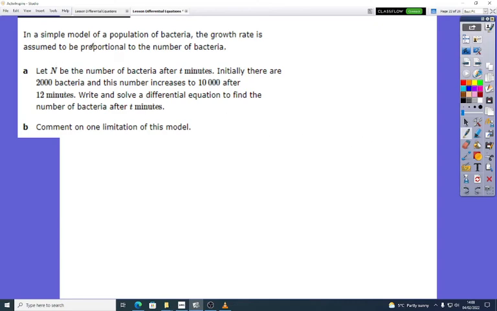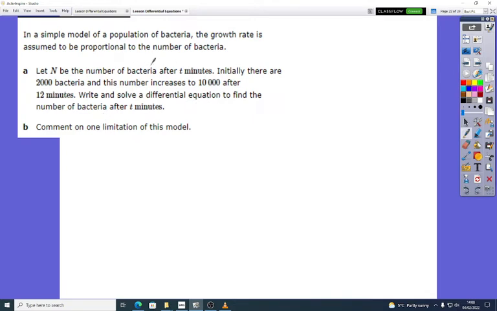Right, so here we go. In a simple model of the population of bacteria, the growth rate is assumed to be proportional to the number of bacteria. Let n be the number of bacteria after t minutes. Initially there are 2,000 bacteria, and the number increases to 10,000 after 12 minutes. So you've got two conditions there. Write and solve a differential equation to find the number of bacteria after t minutes.